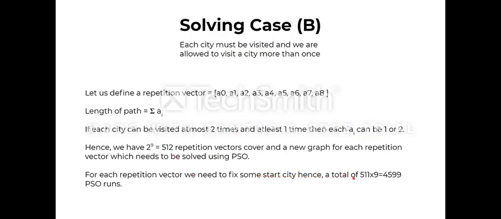Now we can run PSO by making the new graph for each repetition vector, and we need to run PSO 9 times by fixing the start city on the graph. Therefore, we have this many PSO runs. These many PSO runs take almost 35 minutes. We can also increase the number of times we visit a particular city, but it would increase the time. Hence, I limited it to at most 2 times.